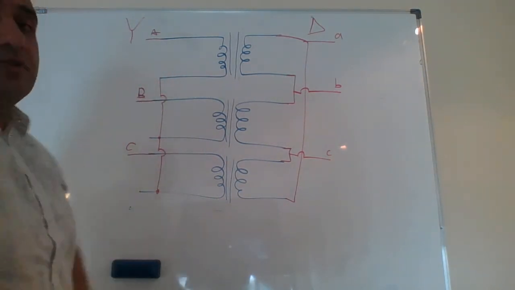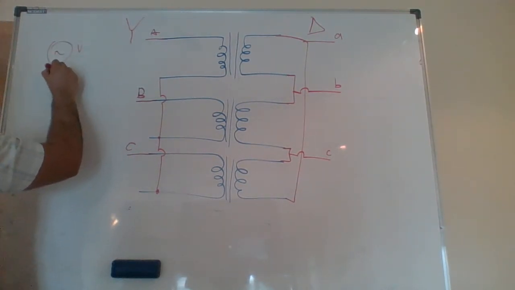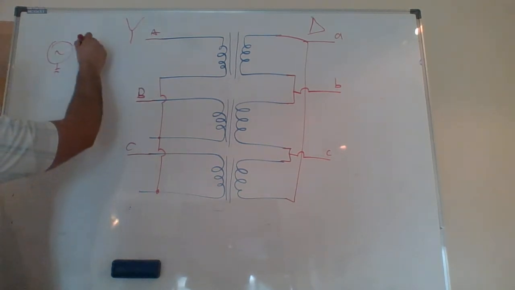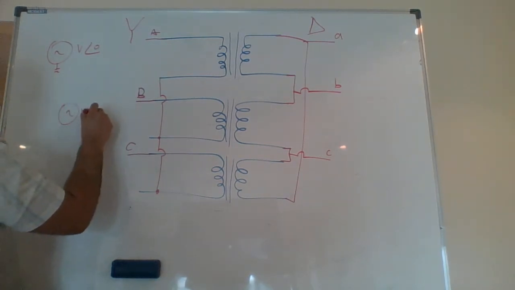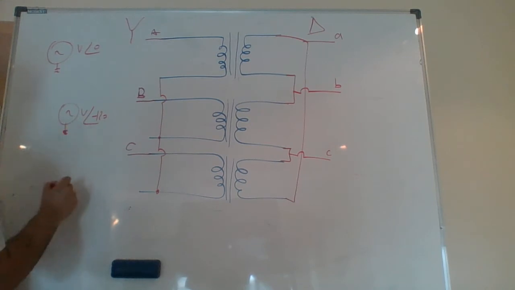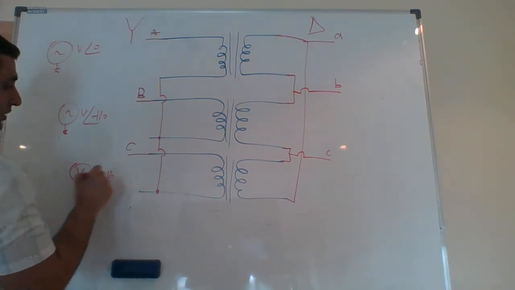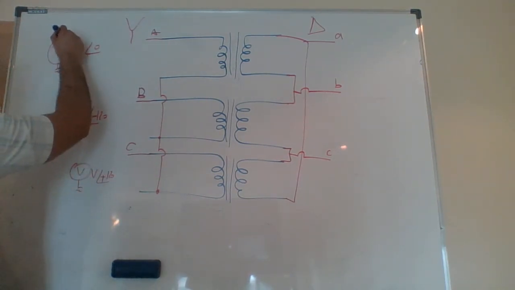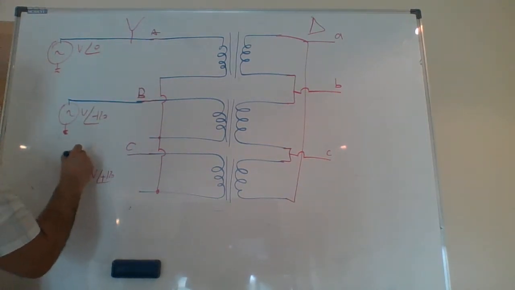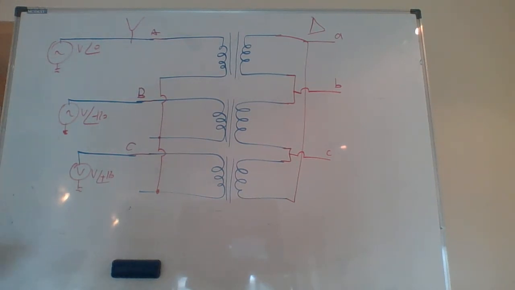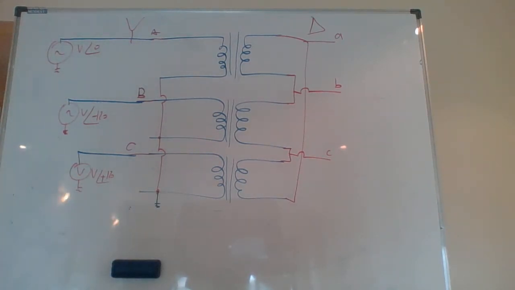How can I connect the voltage on this side? Look, if I have a voltage now, that's a V angle 0. I have another voltage, V angle minus 120. I have another voltage, V angle plus 120. I connect this into here. This is my B, and this is my C connections. Because I have a star connection, I can connect this to ground as well, because I have Y connection.